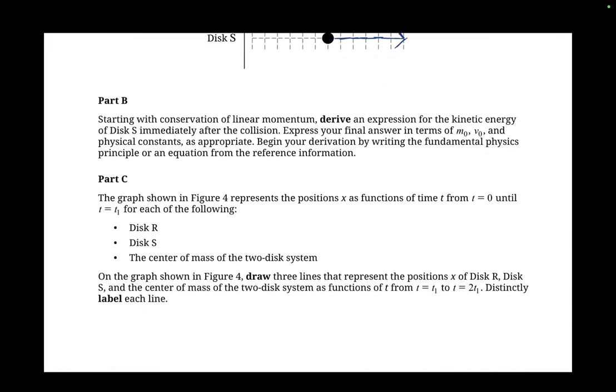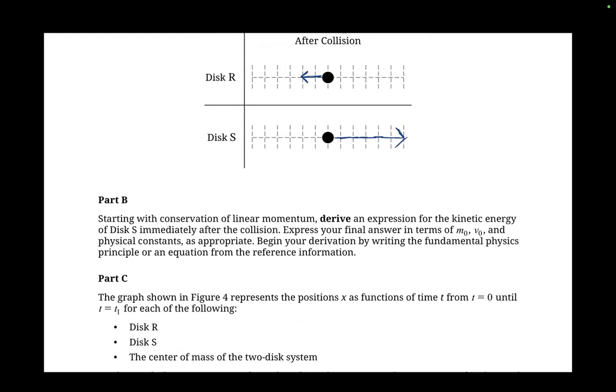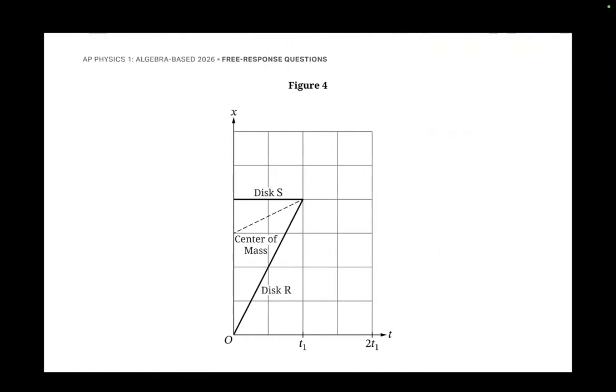Okay. Part C. The graph shown in figure 4 represents the positions x as a function of time t from t equals 0 until t1 for disk R, S, and the center of mass of the 2-disk system. Okay, so 3 different graphs here. On the graph shown in figure 4, draw 3 lines that represent the positions x of disk R, S, and the center of mass from the collision to a time after the collision, and then we'll have to label each line. Okay, perfect. So it seems like R goes from moving with v naught to the right to negative v naught over 2, or speed v naught over 2 to the left, and then S goes from not moving to moving with a positive v naught over 2 to the right. So let's try and graph that on figure 4.